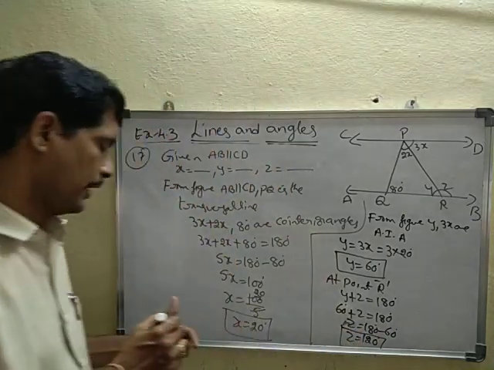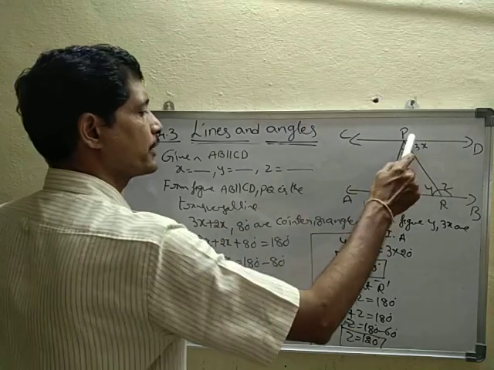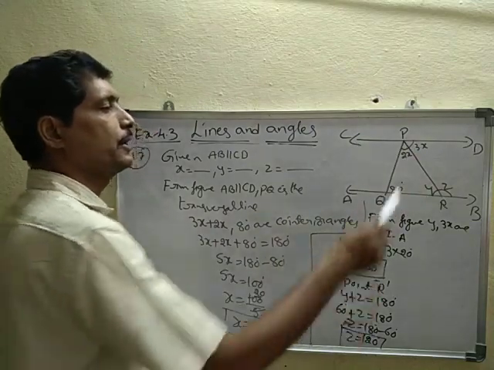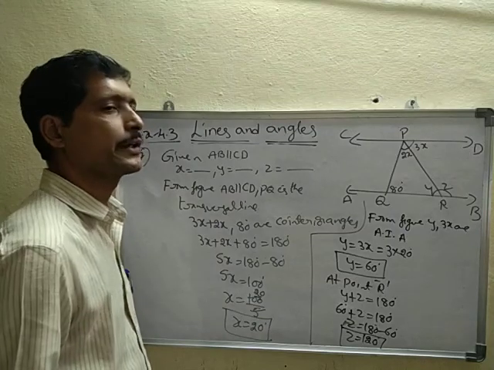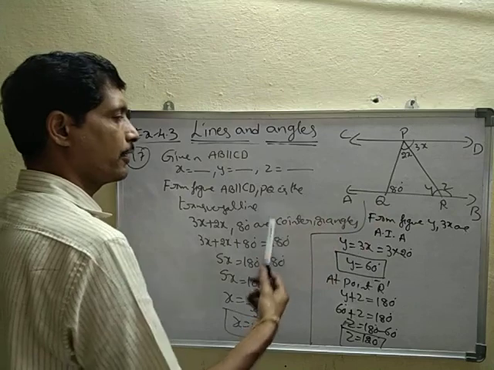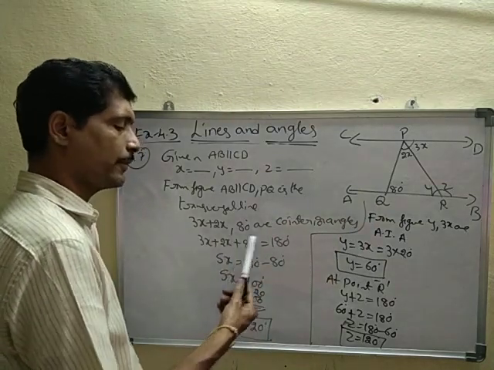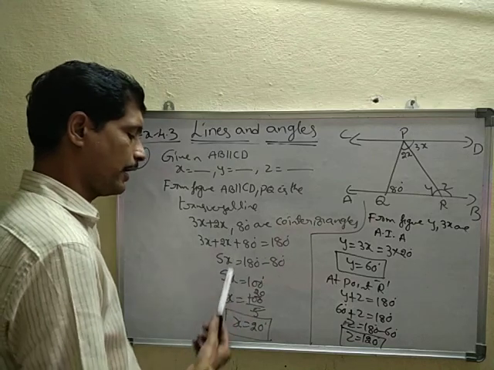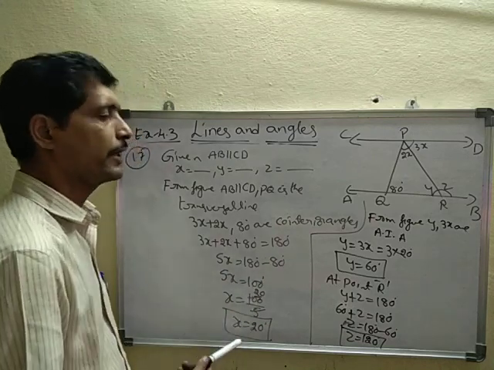Here one more time, see. Here AB is parallel to CD, x, y, z. From the figure, AB parallel to CD means PQ is the transversal line. Therefore the sum of these two angles and this angle equals 180 degrees. Why? Co-interior angles. 3x plus 2x plus 80 equals 180. 3x plus 2x is 5x. This 80 changes side, 180 minus 80. 5x equals 100. X equals 100 by 5, that equals 20 degrees.